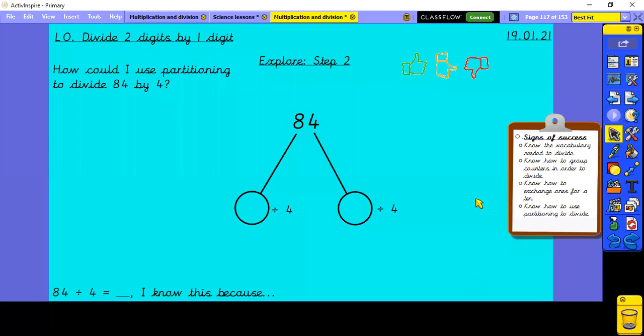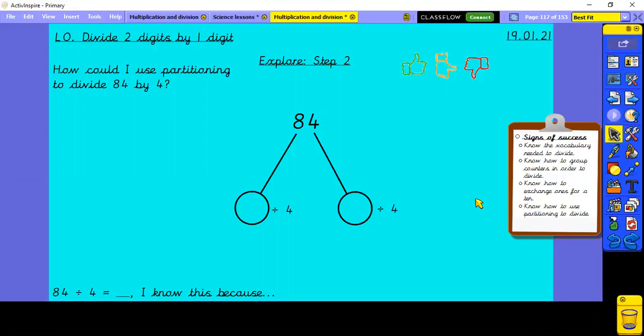Okay, so now we're going to move on to the step 2 input. And if you remember from our multiplication unit, we used partitioning to calculate some big sums. So we break down our number to know what to calculate each number by. So here I've got 84 and I want to divide 84 by 4. So what I need to do is partition 84 into 2 part models to know what to divide each number by, okay? So just pause the video and have a go at partitioning 84.